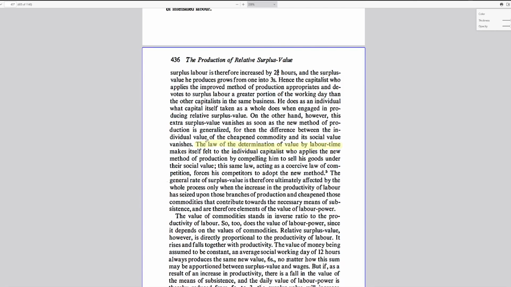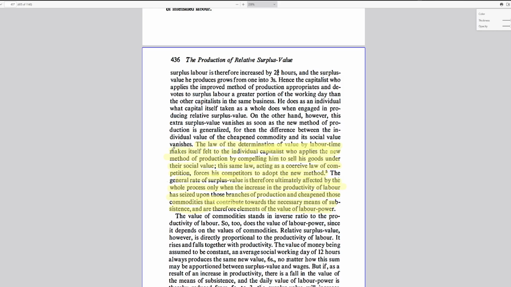The law of the determination of value by labor time, so this is his labor theory of value, makes itself felt to the individual capitalist who applies the new method of production by compelling him to sell his goods under their social value. This same law, acting as a coercive law of competition, forces his competitors to adopt the new method. The general rate of surplus value is therefore ultimately affected by the whole process only when the increase in the productivity of labor has seized upon those branches of production and cheapened those commodities that contribute towards the necessary means of subsistence and are therefore elements of the value of labor power.